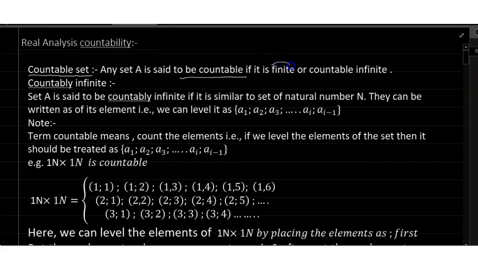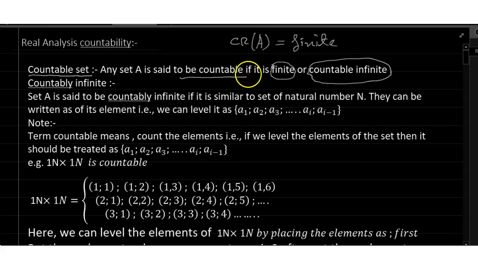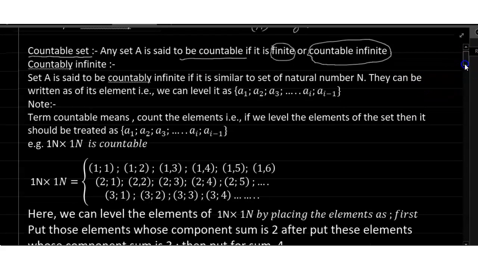Must remember friends, this portion is very important. Finite or countably infinite. Finite means, we know, cardinality: suppose A is a set, the cardinality of set A is finite, meaning you can get any value. And infinite means you will get infinity.